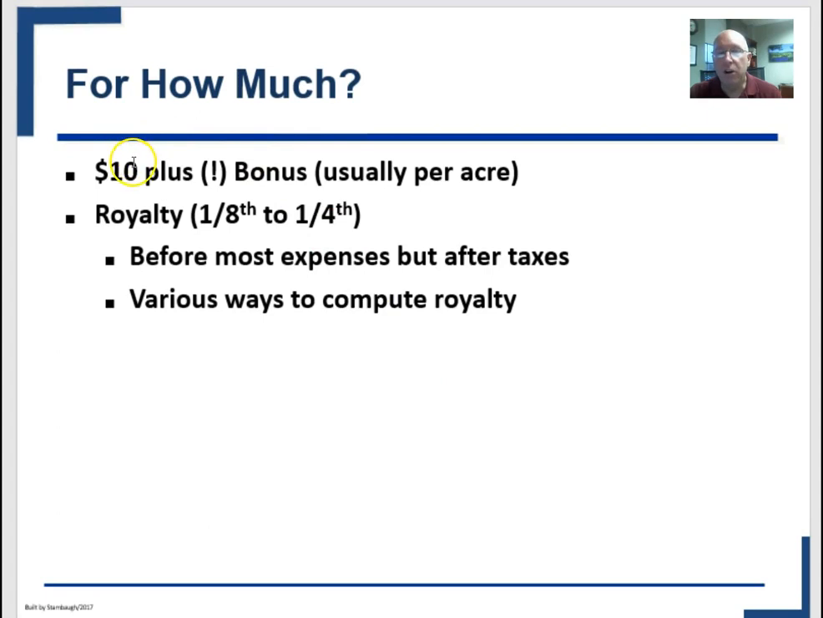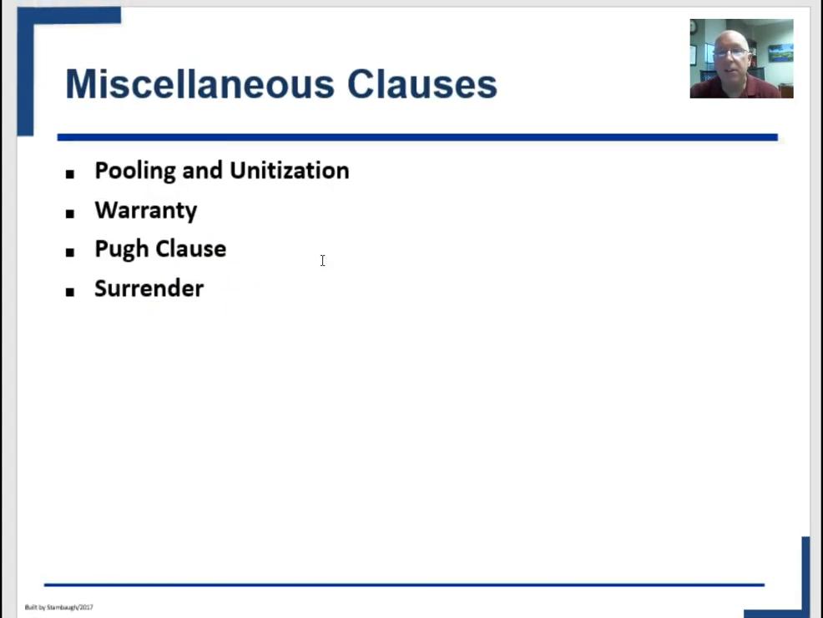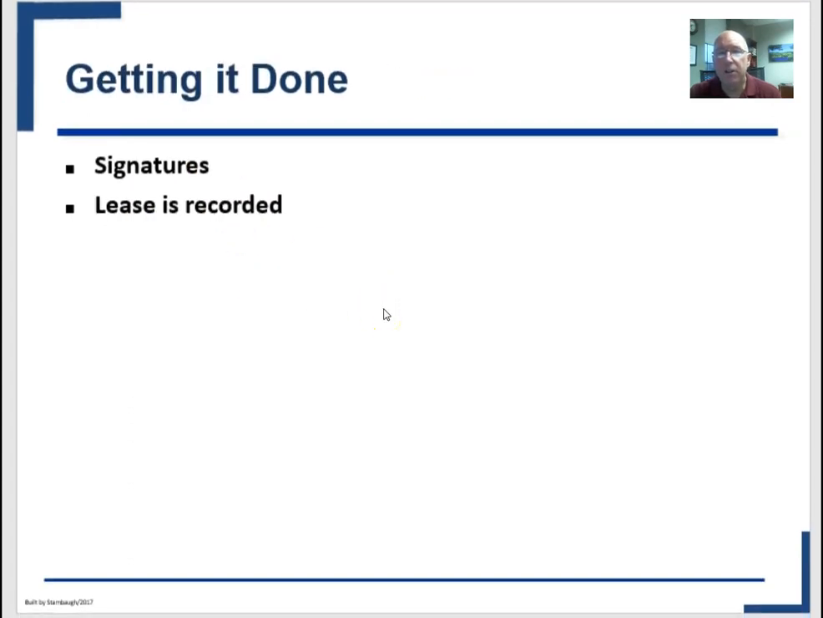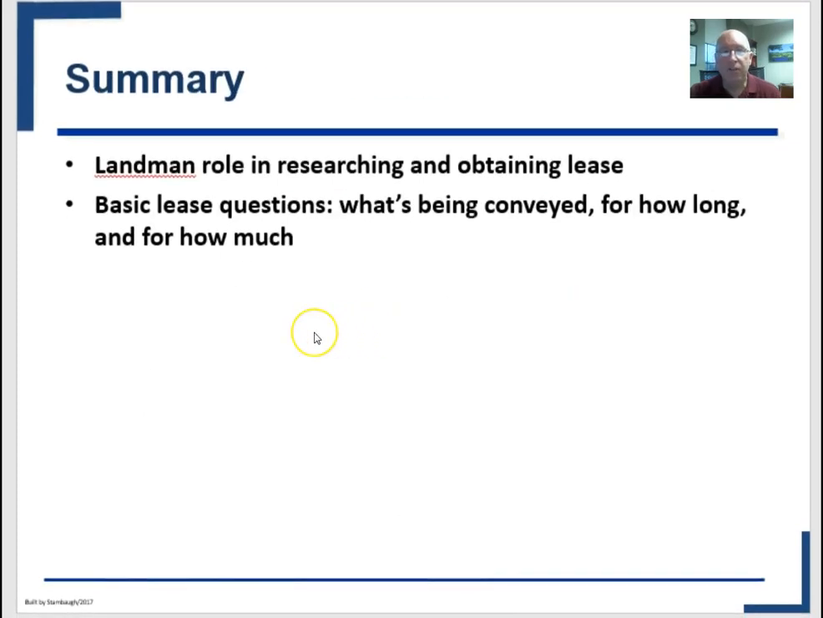Also, I talked about in the video of the consideration, and that in the past, 1/8 was a typical royalty, but today it's more on the order of a quarter, or maybe if you're lucky, a fifth. And the key thing is that royalty is paid before most expenses are taken out, but after taxes. So that's the big deal of the royalty, is it does not include expenses. I don't think I've got anything on any of these clauses. So that's it for the exam.